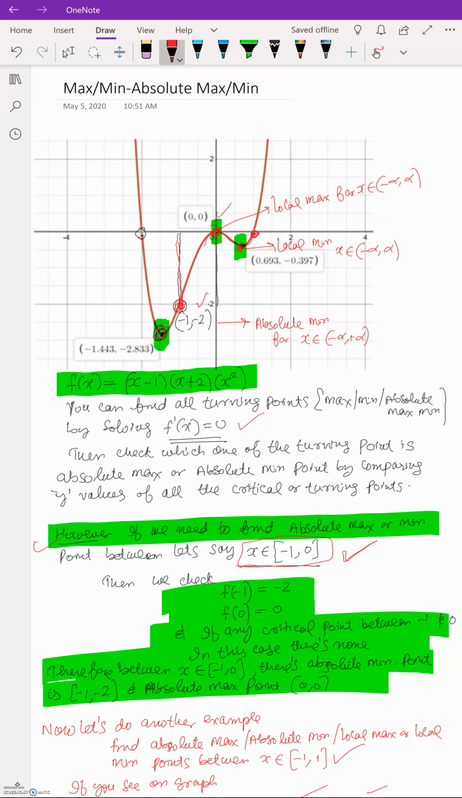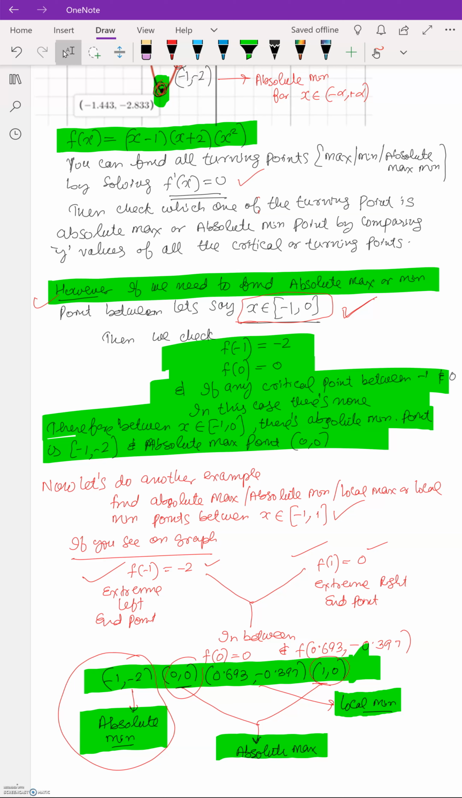I think the only confusion was when there is a restriction given for x values, and how we find the absolute max or absolute min point in that case. So try to watch this video once more and try to understand what I'm trying to explain.